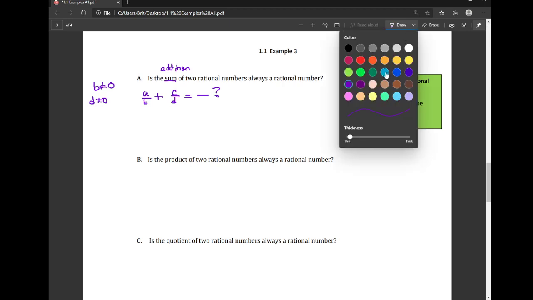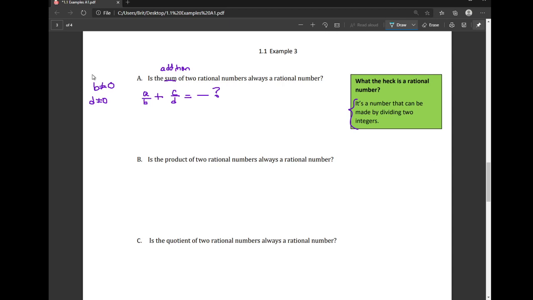Remember, when we go to add fractions, we always want to start by finding what's called the least common denominator. Usually the easiest way to find the LCD, or the least common denominator, is to multiply together the two denominators of the fractions. So our least common denominator for these two fractions is going to be b times d. I'm going to go ahead and fill those in.